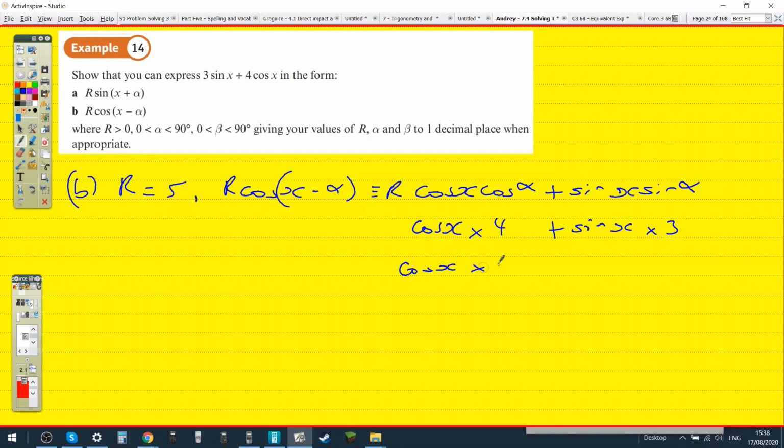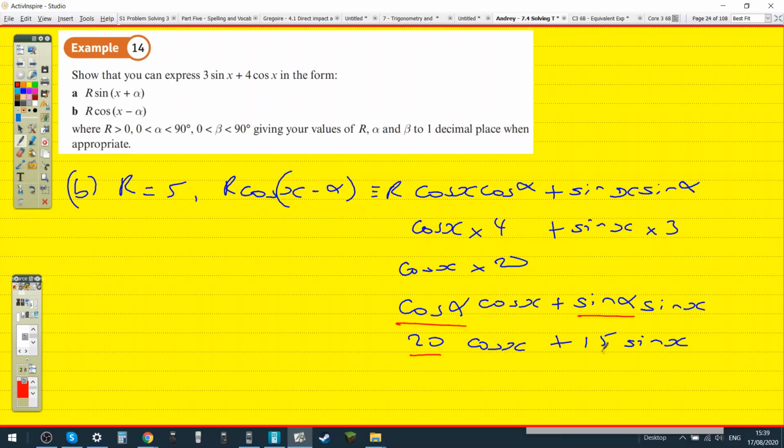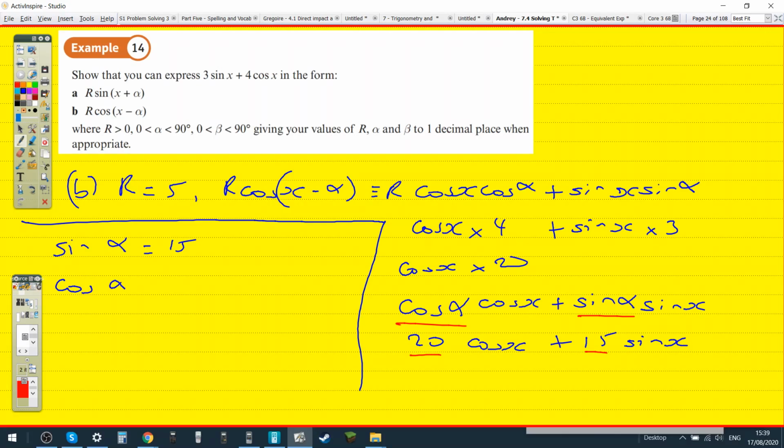So I'm not entirely sure what match up means. Compare coefficients. So if I was to rewrite it, cos alpha cos x, and that is 20 cos x, you said. The other one, if I was to put them the other way around, sine alpha sine x, and you said that was 15 sine x. Yeah. Compare coefficients. Oh, so cos x is equal to 20 and sine x is equal to 15. Alpha. Oh, sorry, sine alpha is 15. Cos alpha is 20. Solve for alpha.